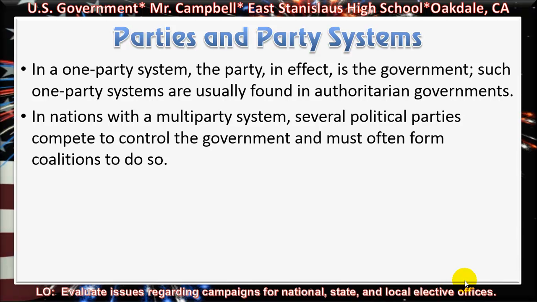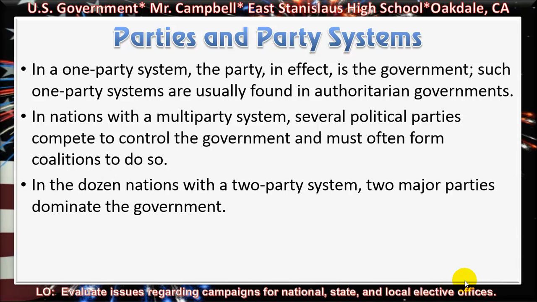In nations with a multi-party system, several political parties compete for control of the government, and they must often form coalitions to do so. Now, the drawback to this is that oftentimes those coalitions break down, which leads to a government that isn't very stable and often has a hard time getting anything accomplished.